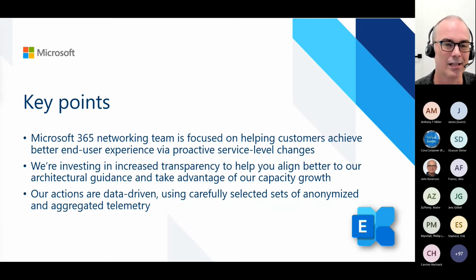What's the definition of a large tenant? Well, thousands of users, I think, would be a good definition. Let's see, we've got Peter with his hand up. Peter, do you want to ask a question?